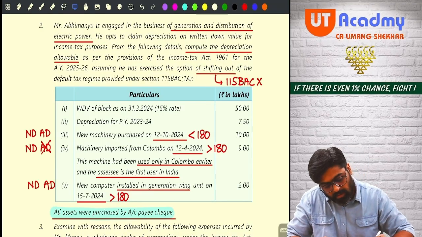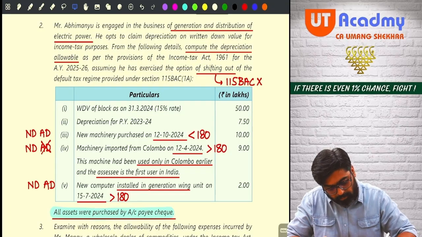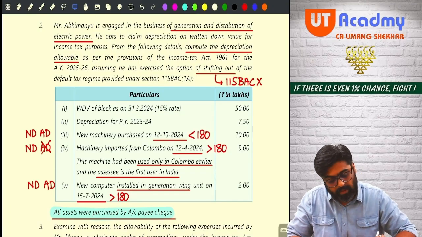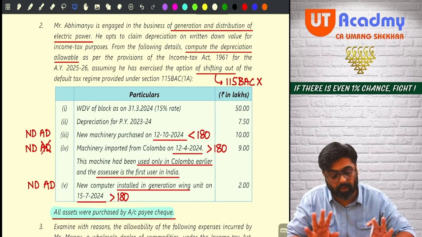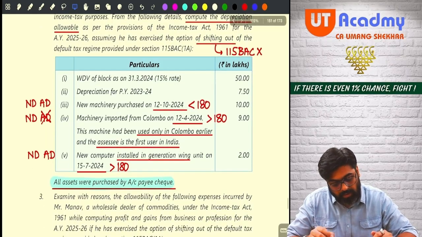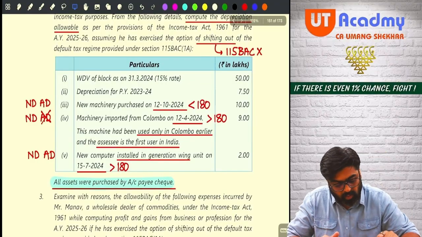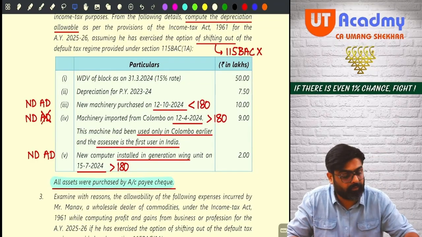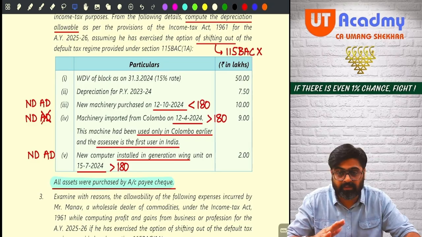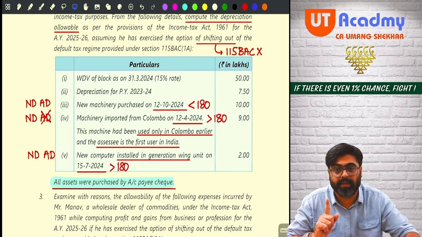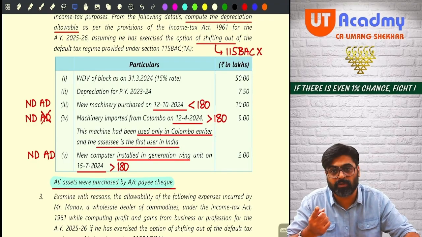Next one, from the following details, compute the depreciation allowable as per the provisions of the Income Tax Act 1961 for the assessment year 25-26, assuming he has exercised the option of shifting out, 115BAC not followed. Now, WDV of the block as on 31st March 2024, WDV given 50. So this was the WDV as on the last day of the last previous year.